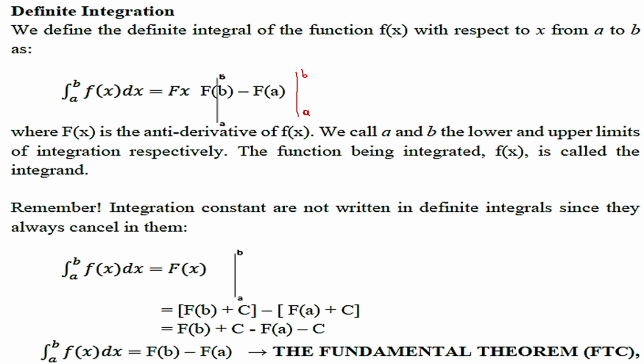Maybe they just put it like that. Okay. So, where F of x is the antiderivative of the small f of x, okay? So, we call a and b the lower and the upper limits of integration, respectively. The function being integrated, f of x, is called the integrand. So, we already discussed it before. Remember, integration constants are not written in definite integrals since they always cancel in them.